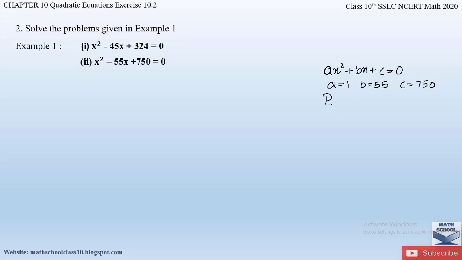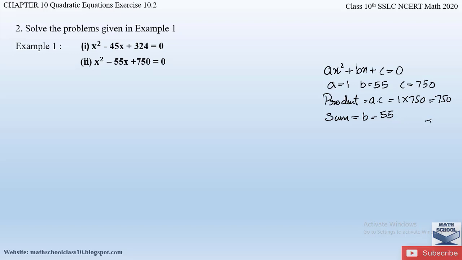Now if we take the product, it is a into c, that is 1 into 750 is equal to 750. So product is 750 and we will take sum since the value of c is positive, otherwise you would have taken difference. So sum is equal to b, that is 55. Now we have to factorize and find the factors of 750 such that if we multiply them we should get a result of 750 and if we add them we have to get a result of 55.